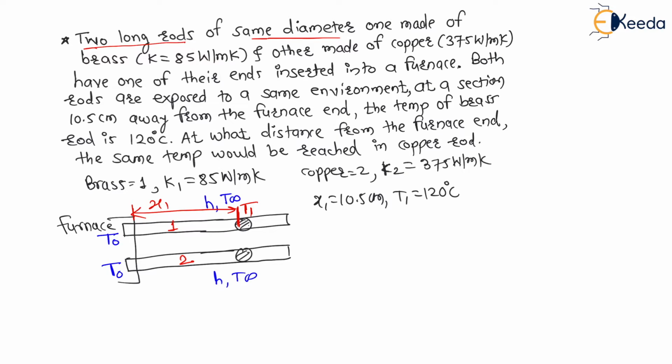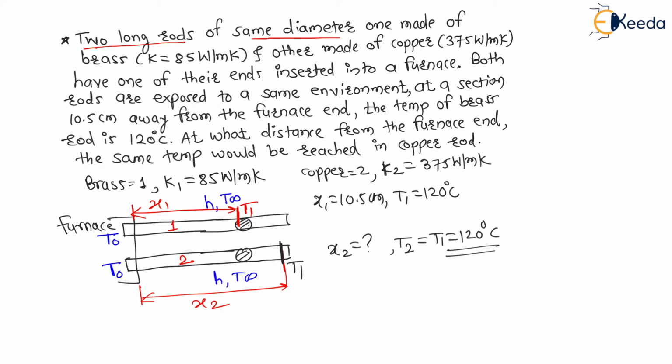Then, at what distance from the furnace end would the same temperature be reached in the copper rod? They are asking at what distance, let us say x2, in the copper rod the same temperature is reached. Here also the temperature is T1 only. So we have to find x2 if the temperature in the copper rod is the same as that of the brass rod, that is 120 degrees Celsius, right?